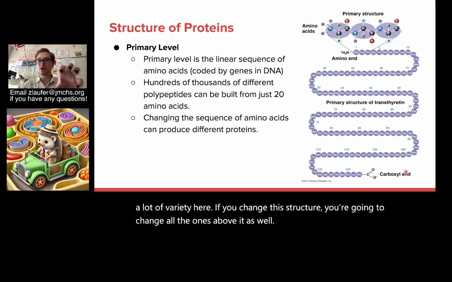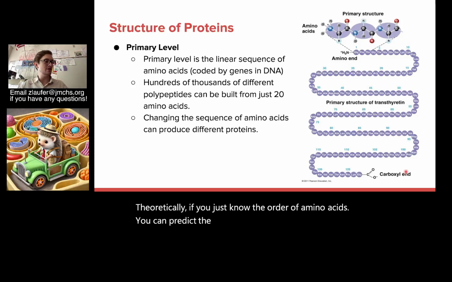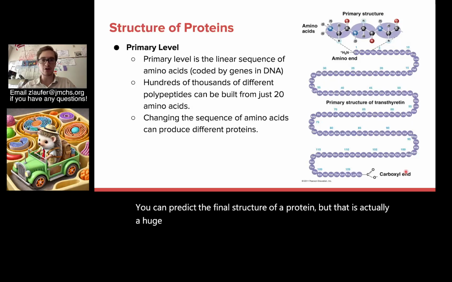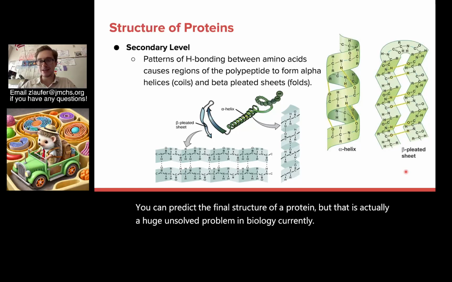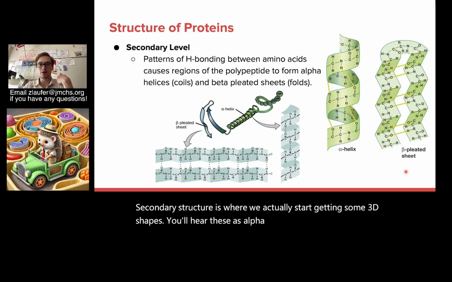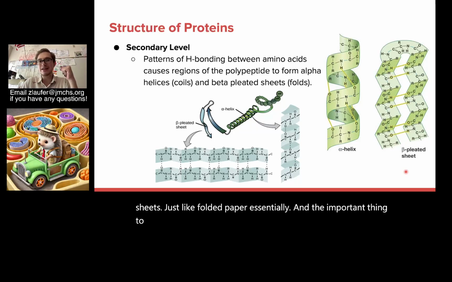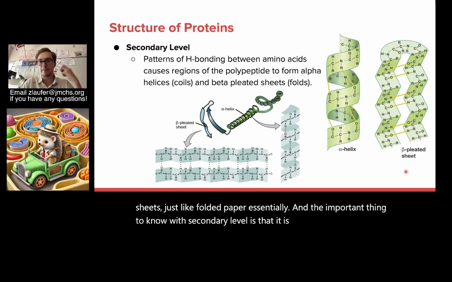Theoretically, if you just know the order of amino acids, you can predict the final structure of a protein, but that is actually a huge unsolved problem in biology currently. Secondary structure is where we actually start getting some 3D shapes. You'll hear these as alpha helices, coils, or beta pleated sheets, just like folded paper essentially. And the important thing to know with secondary level is that it is hydrogen bonding in the backbone. So it has nothing to do with the side chains.